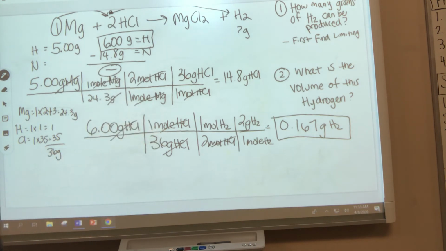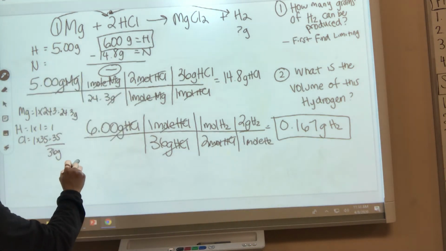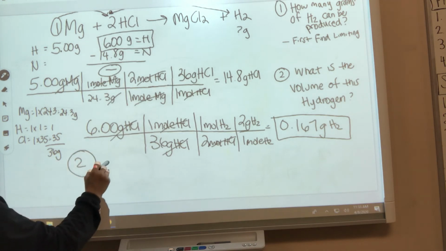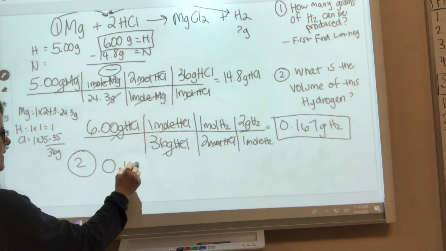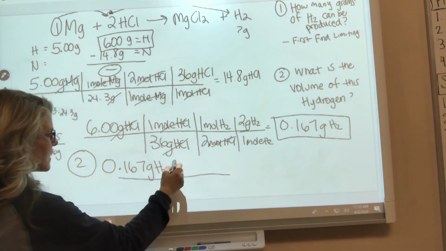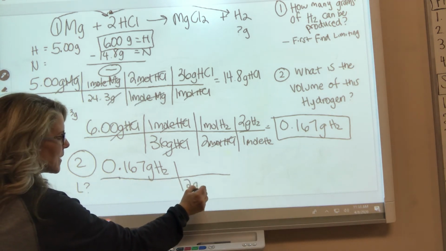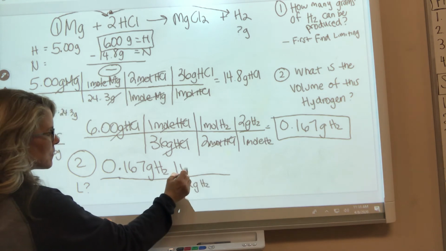Now the next thing asks, number 2, it says, what's the volume of hydrogen? Remember that secret number that goes with volume? It's not really a secret, 22.4 liters per mole. Well, if this is how many grams I have of it, so this would be like number 2 right there. I could start with 0.167 grams of hydrogen. I'm trying to find the volume. So I know that my mass is 2 grams of hydrogen per mole.